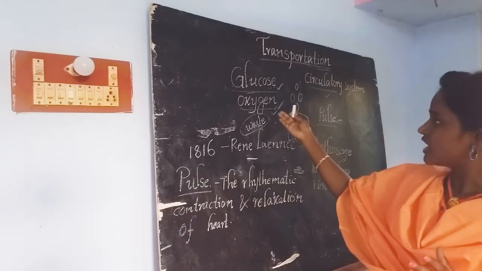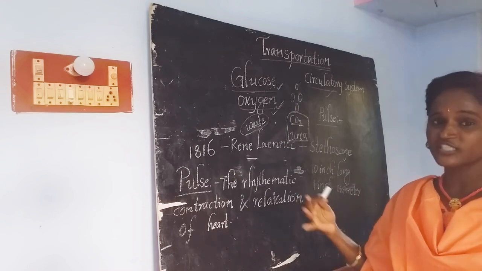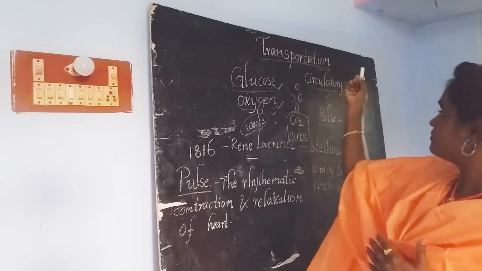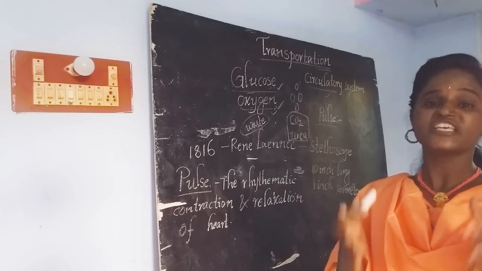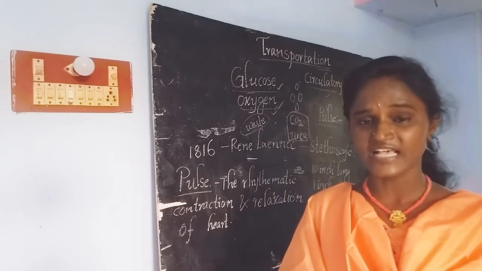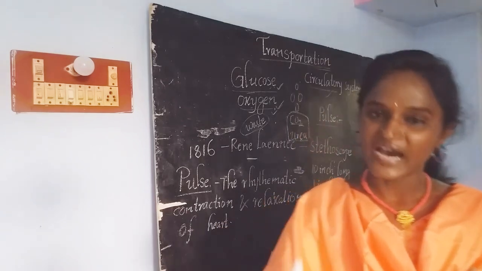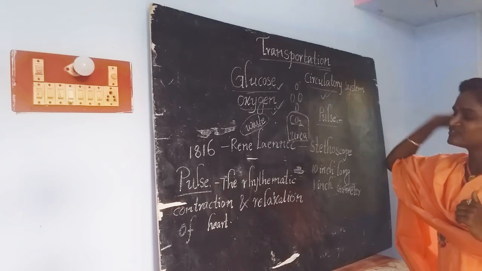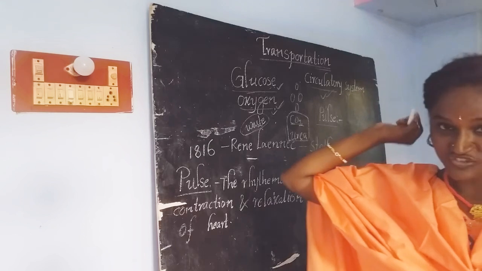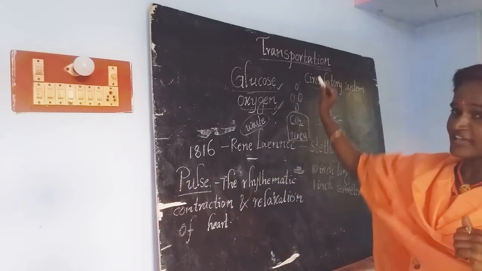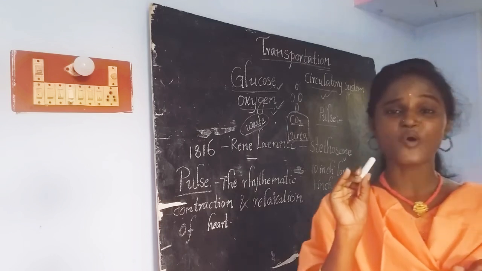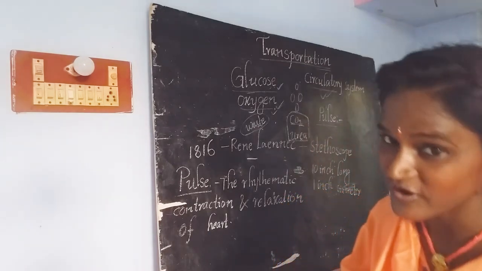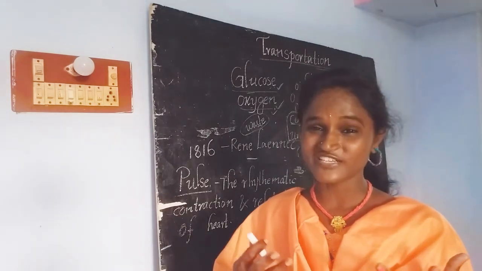Like that, we get rid of all these waste materials, again with the help of the circulatory system. Here our body is capable of getting all the requirements, all the essential materials, to each and every cell by the help of the circulatory system. And all the waste materials produced inside our cells will be removed again with the help of the circulatory system. Is it right? That's why the circulatory system and transportation is a very, very important system for all varieties of living organisms, except unicellular organisms, because they do not contain special systems.